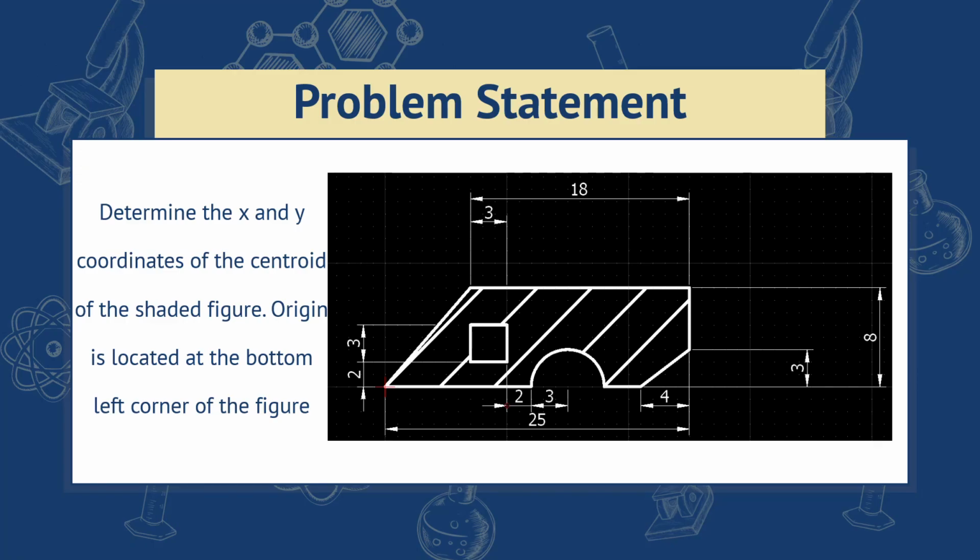To start off with our problem statement, we have to determine the x and y coordinates of the centroid of the shaded figure, in which the origin is located at the bottom left corner of the figure, marked in red.